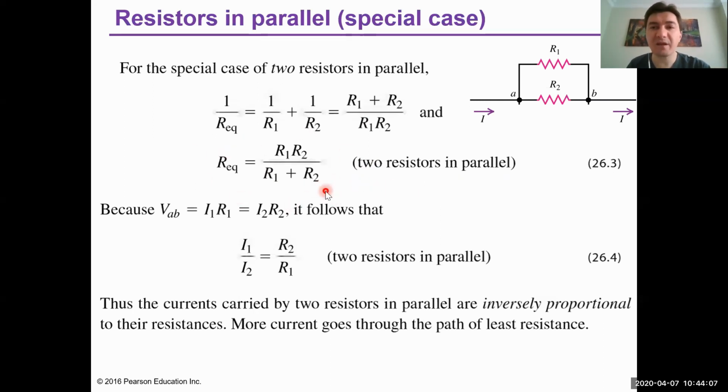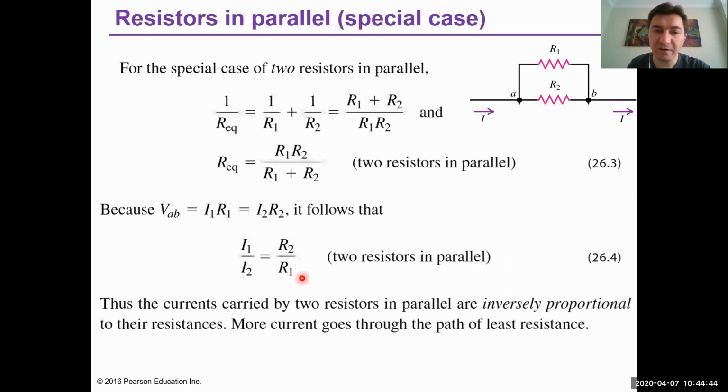So then what about VAB, the potential difference between A and B? VAB is the same for this path, and it is also the same for that path, okay? Then for this one, VAB is I1 times R1, and it is also equal to I2 times R2. If you rearrange, you can get that expression: I1 over I2 is equal to R2 over R1. So this is a special case when two resistors are in parallel.